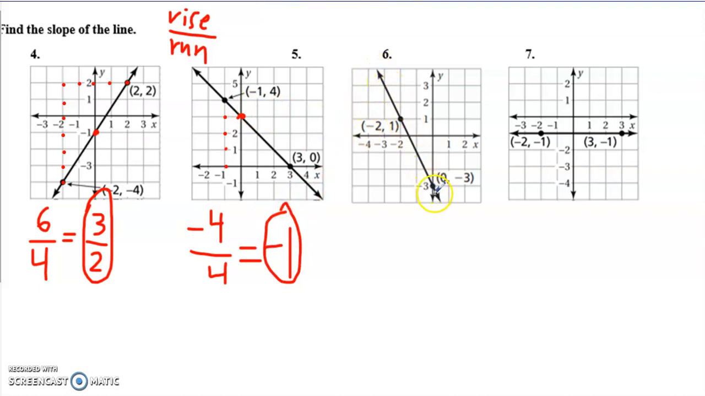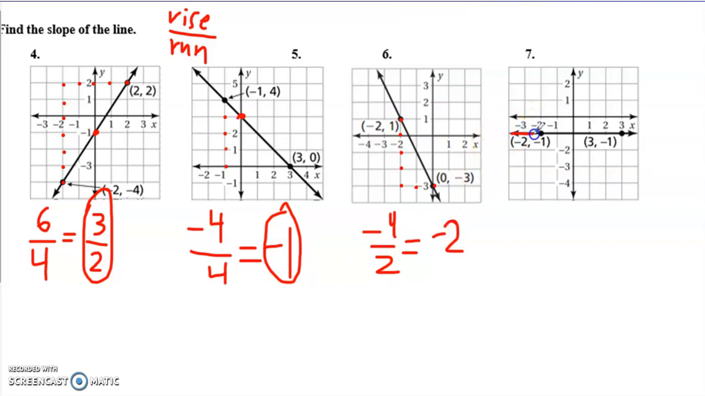This line is also going down, so it's negative. From this point to this point, we're going to go down 1, 2, 3, 4, and over 2, which can be simplified to negative 2.